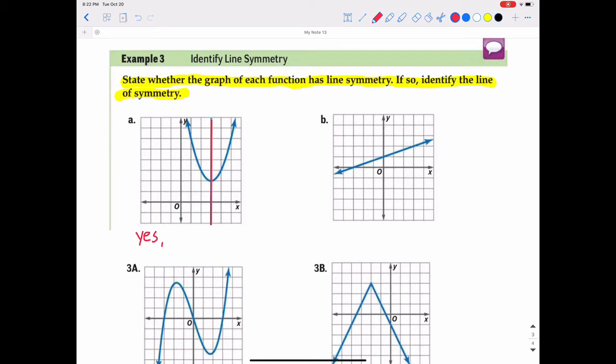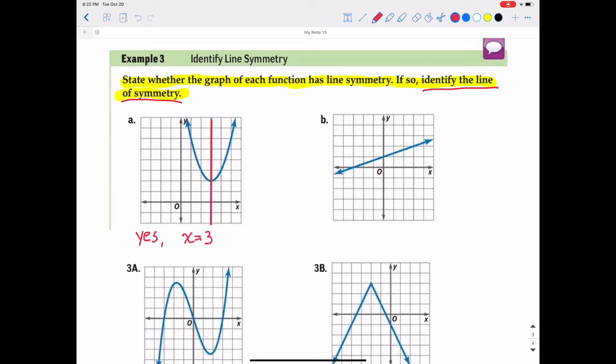And then the second part says, identify the line of symmetry. Since it's a vertical line, we can identify the line of symmetry by writing the equation of a vertical line, which is always in the form of x equals, and then whatever the x value of every point on that vertical line is. And the x value of every point on this vertical line is always going to be 3, because in order to get to that red vertical line, you always have to go to the right 3 to get to it. So yes, it has vertical line symmetry, and x equals 3 is the name of the line.